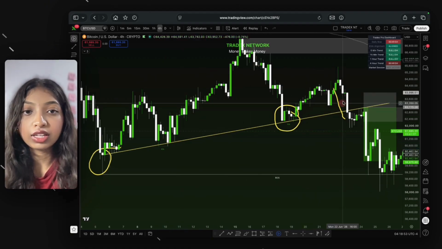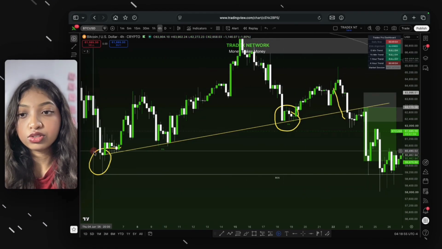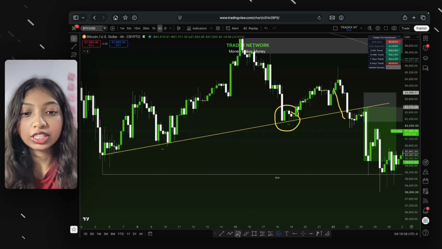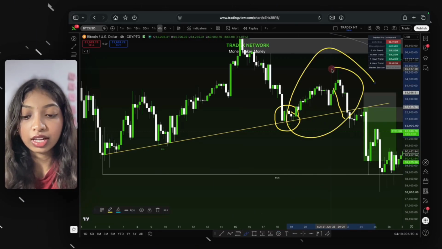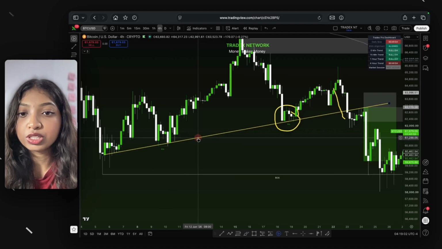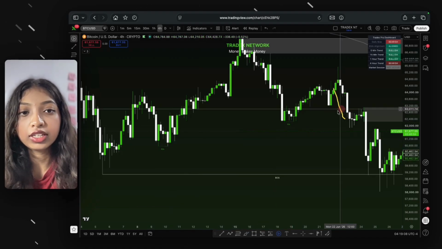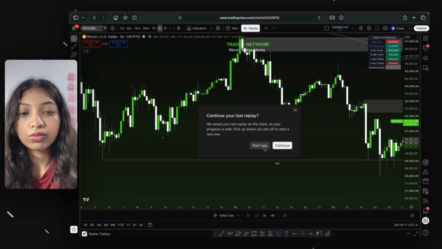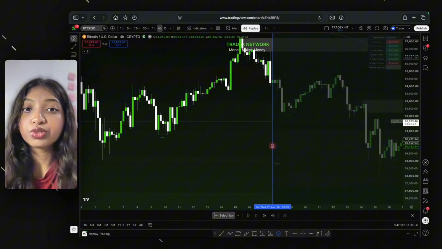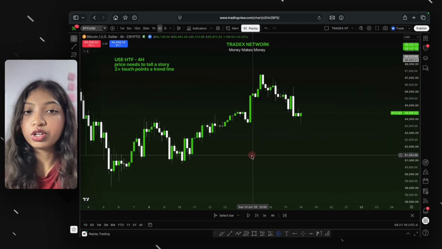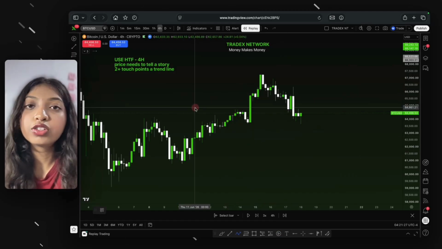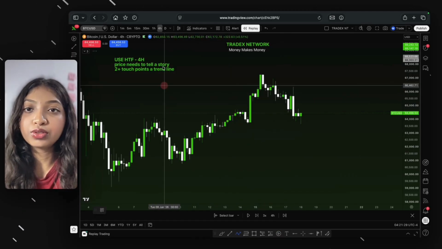Now, let's assume that this price action is already done. Before this price action happened, how do we draw a trend line? I'm going to use replay mode to explain how we do that. So let me delete everything to explain more clearly. Let me use the replay mode now. Before this price action happened, how do we draw a trend line in the current running market? The first thing that we do is use a higher time frame.